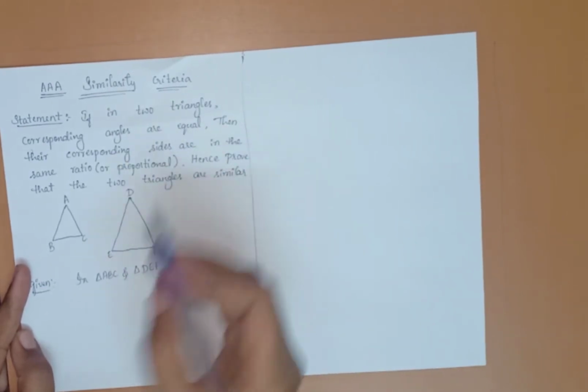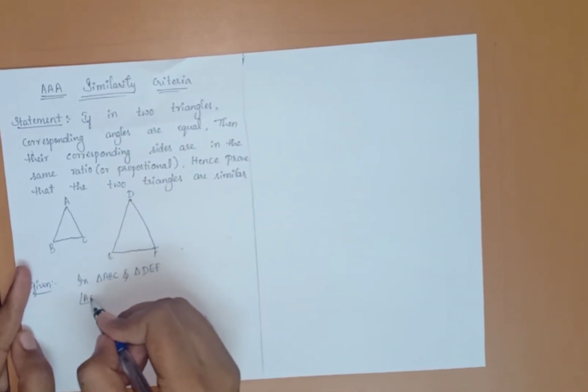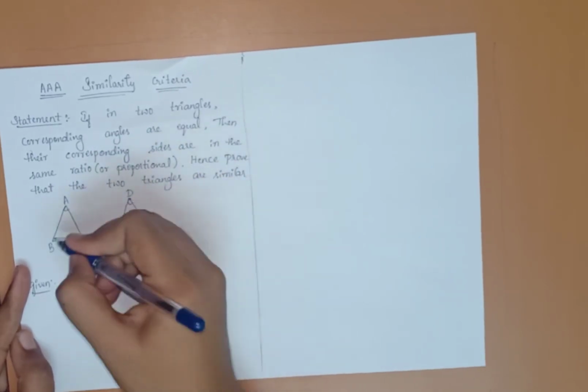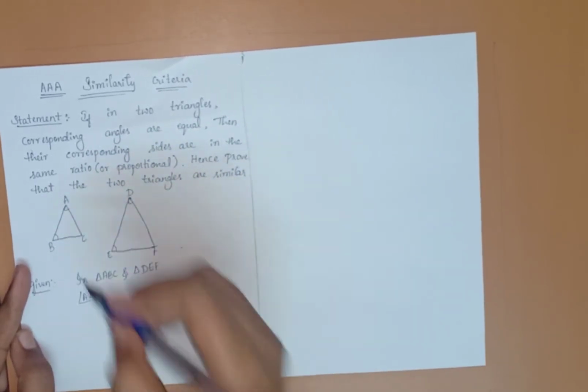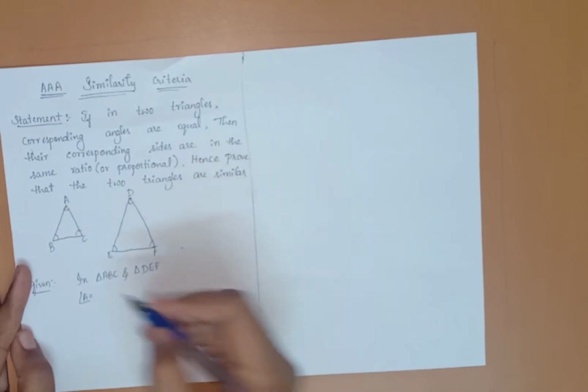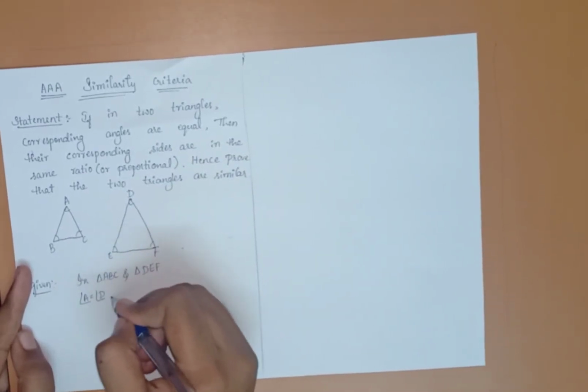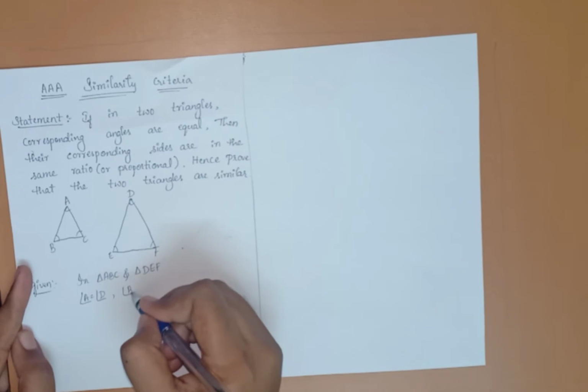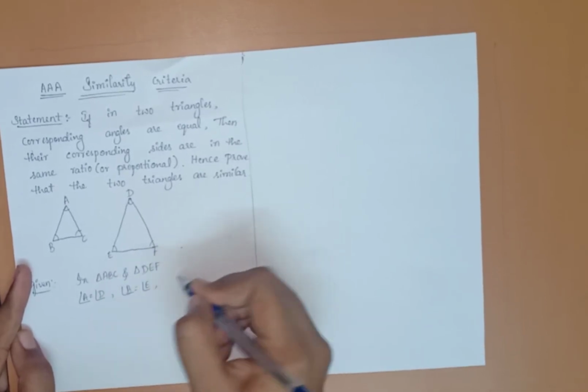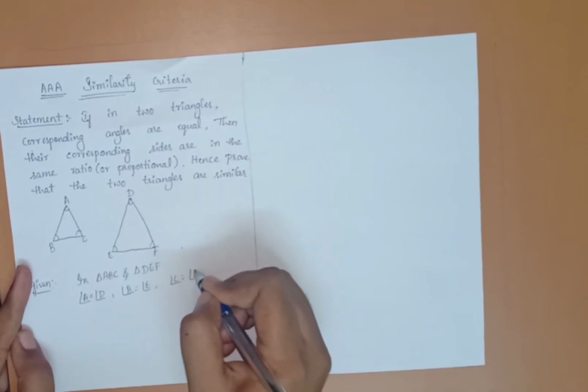They said angles are equal. That means angle A is equal to angle D, angle B is equal to angle E, and angle C is equal to angle F.